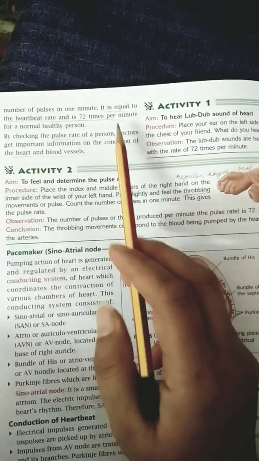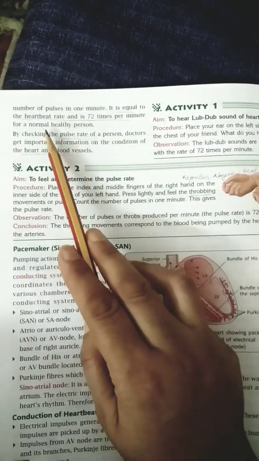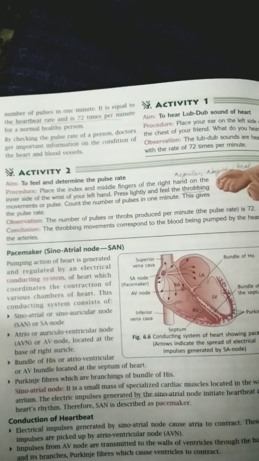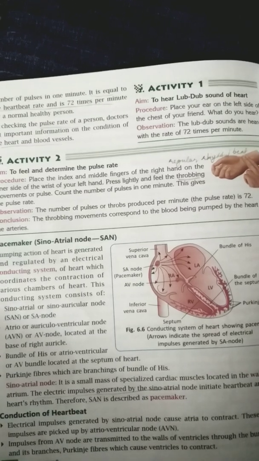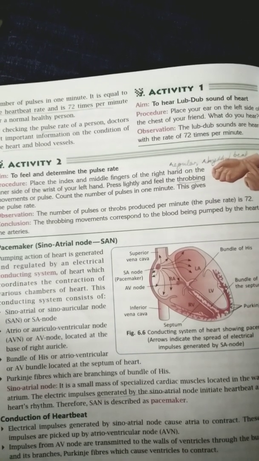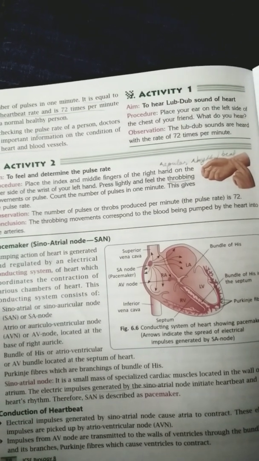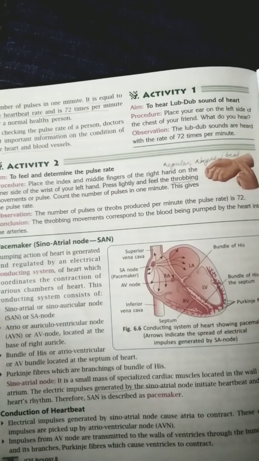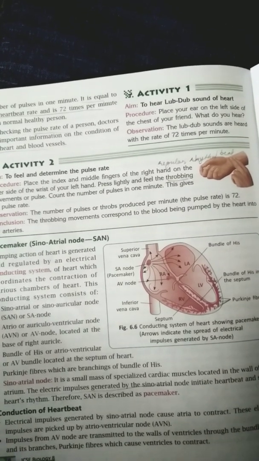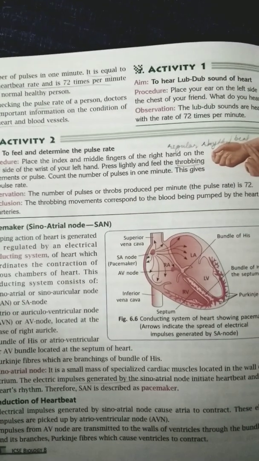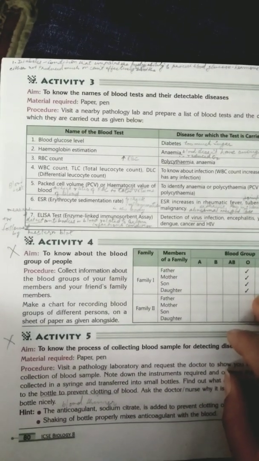So earlier also we have read it is equal to the heartbeat rate, and 72 times per minute is normal for a healthy person. So heart sound, that is lub and dub, and pulse rate, they both are the same. Whether we hear from the heart when we put our ear to the chest of a person, or we check the pulse rate on the inner side of the wrist, they both come out to be 72 per minute. Activity 4 and 5 we won't be doing.